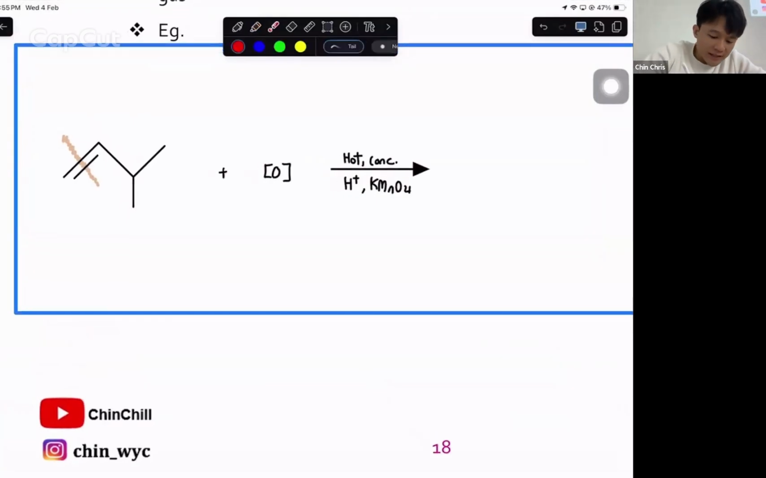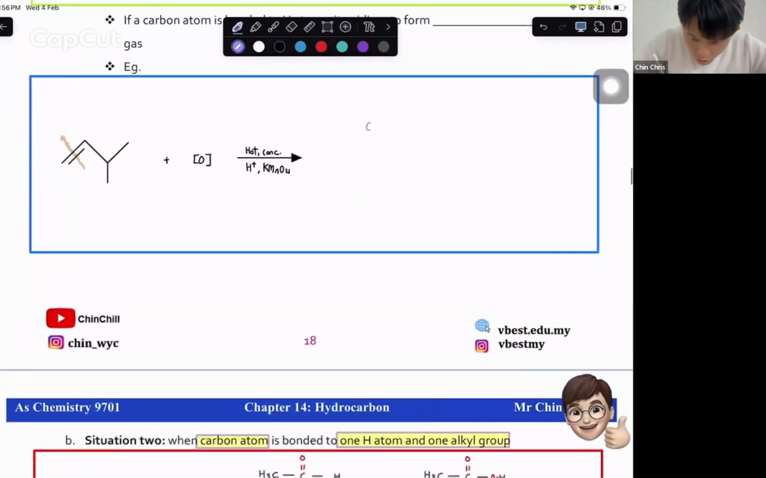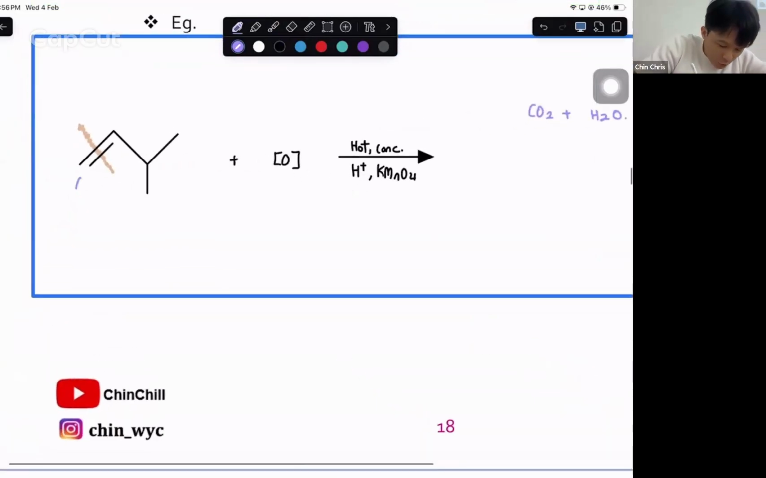So guys, let's look at this carbon. What is this carbon connected to? Before that, there was an H and an H, right? If you see a carbon with two H's, it's going to turn into what? CO2 and H2O. So this part is going to turn into CO2 and H2O.